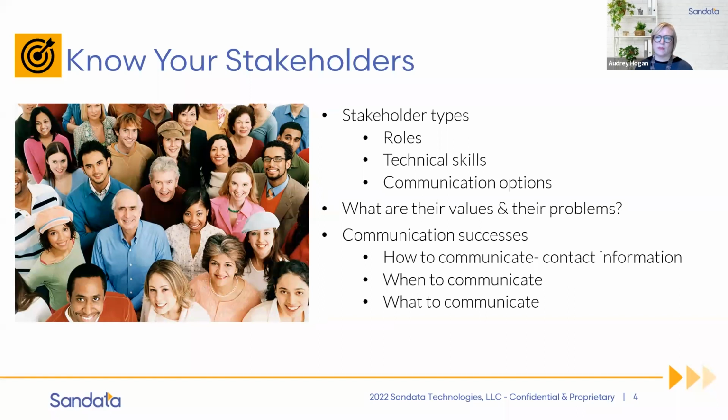What are those things that are important to the stakeholders? The second thing is, what are their values and their problems? Because if you can determine what their values and their problems are, you can communicate to them and share with them the pieces of the program that resonate most with them, that help them solve their problems, that help them bring more value to the job that they do, that help them help their clients live safe, healthy lives.